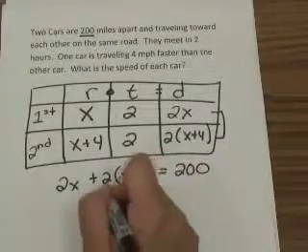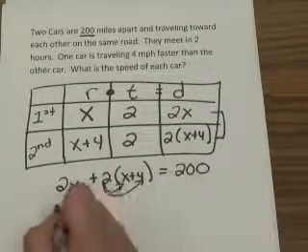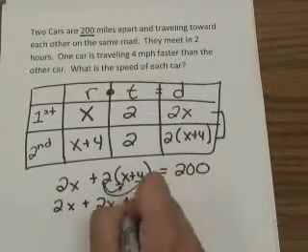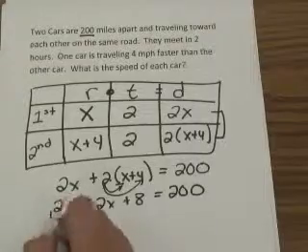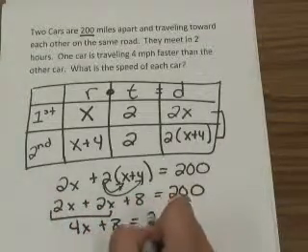Here, to get rid of the parentheses, we need to multiply 2 times x and 2 times 4. So we get 2x plus 2x plus 8 equals 200. Again, we need to combine like terms. We get 4x plus 8 equals 200.